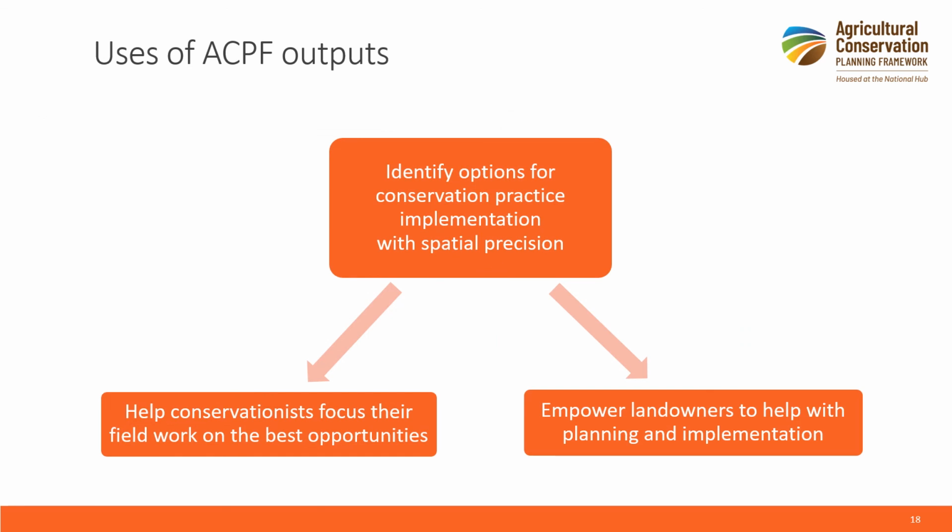So there are different ways that ACPF outputs can be used. ACPF outputs highlight areas needing conservation practices and appropriate sites for common conservation practices. This information can be used by conservationists who study up before going to the field, helping them focus on the critical sites and realistic practices. Or the information can be shared with landowners to help them understand the needs and opportunities so they can share their judgment of the best strategies.